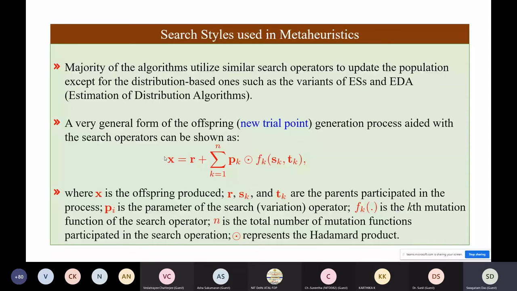P_i is the parameter of the search operator, for example, the step size parameter or the scaling factor in differential evolution. Small f_k is the kth mutation function of the search operator. N is the total number of mutation functions participating in the search operator. We call them mutation functions because they are the perturbation step.